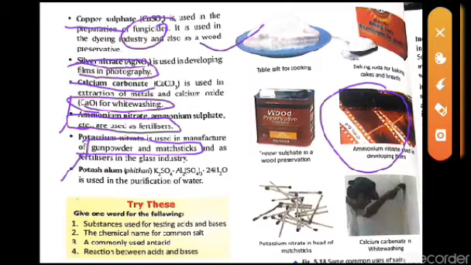Now the last one we are having is potash alum. Alum helps us purify water, that means to filter the water, and whenever there is a cut on the skin, we can also use alum. So up to this part only we will teach over here. In the next video we are going to read the other part. The next video will be the last video of this chapter.